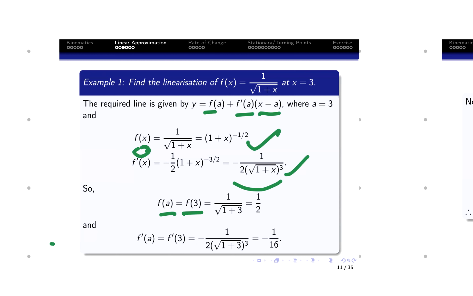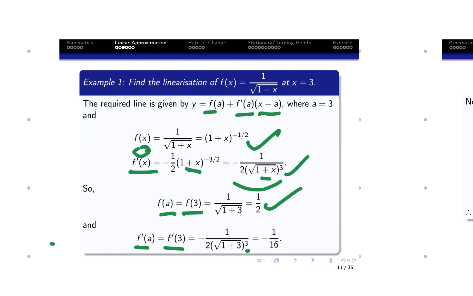And the next thing you need is f prime of a. So you see, this is f prime of x. So f prime of a would be f prime of 3. That means anywhere you see x, put 3. So you have minus 1 over 2 into square root of 1 plus 3 raised to power 3. So, square root of 1 plus 3 is square root of 4, which is 2. 2 raised to power 3 is 8. 2 times 8 is 16. So f prime of a is actually minus 1 over 16.